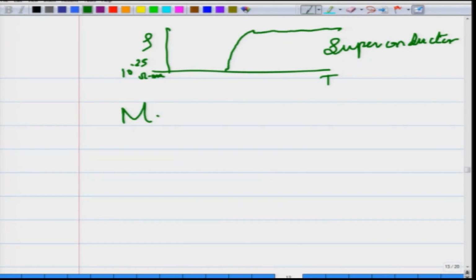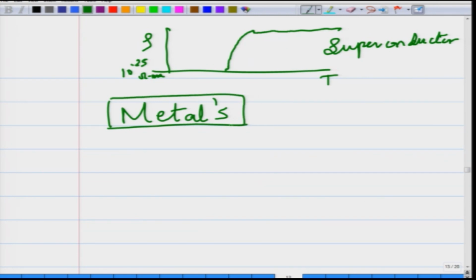You will study some of these as we go along, but let us come back to metals and try and understand the behavior of metals. And let us try and understand the conductivity of metals, the electrical conductivity of metals.